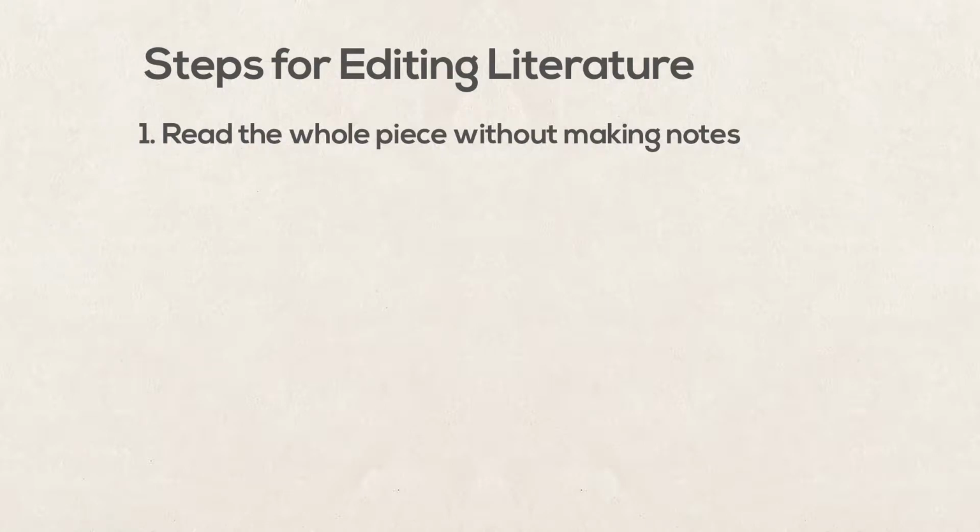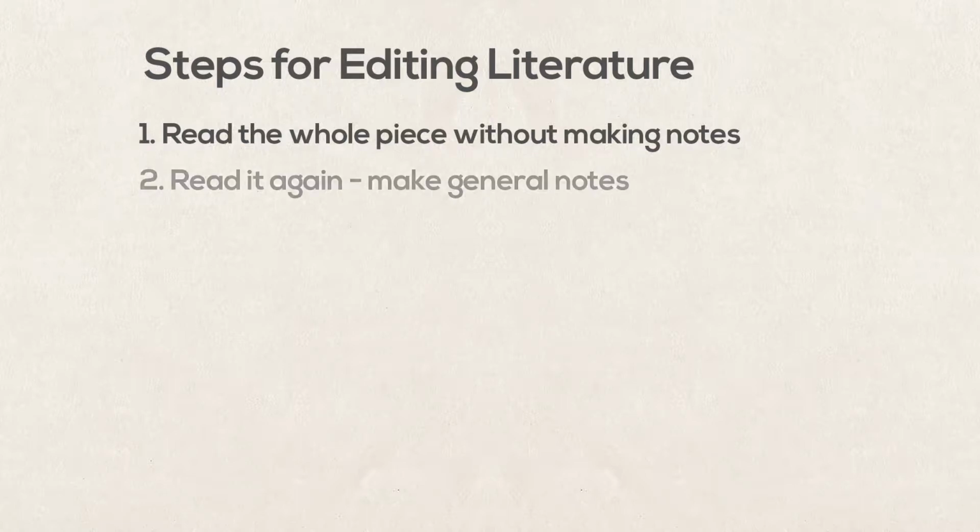Step 1. Read the whole piece of literature without taking any notes. Don't even consider how you will perform it. Just get the story into your head. Step 2. Read it again. This time, make general notes about different sections and characters and parts you really like. This is where you have to start to make decisions about the direction you will take the piece.